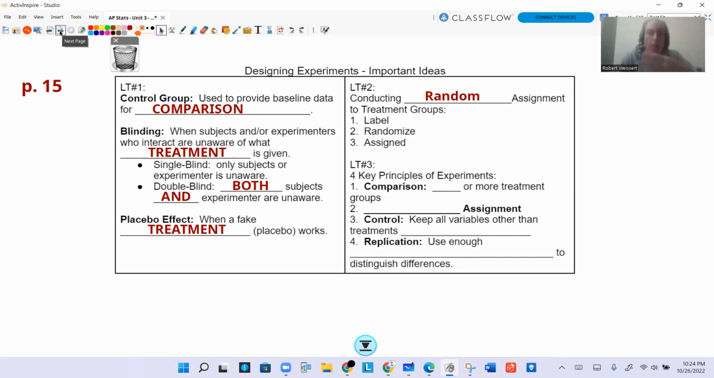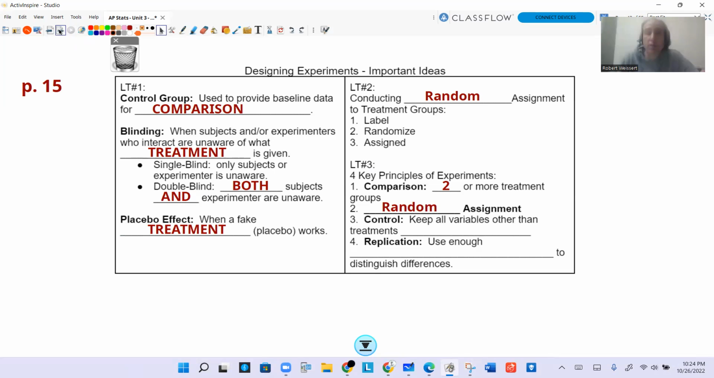And so there are 4 principles of experimental design. 1, comparison: 2 or more treatment groups. Can't have 1. You've got to have at least 2 groups. Sometimes you have 3, sometimes you have 4, but at least 2 groups when you're making a comparison. Duh. You've got to have random assignment.